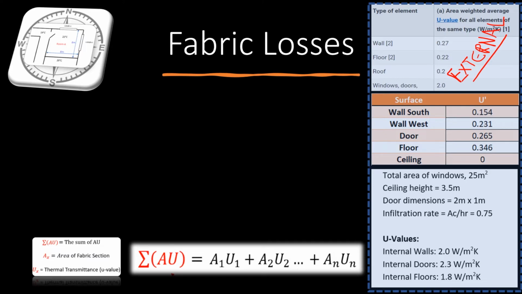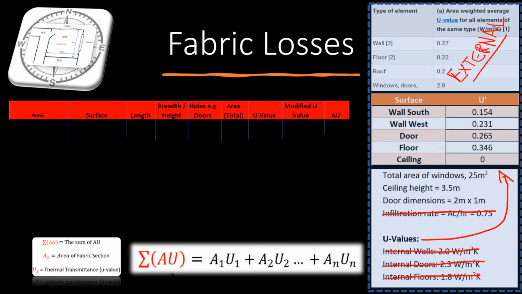I've got my infiltration rate, which I don't actually need at the moment, so I'm just going to cross that out. Then we've got our U values for internal partitions, like walls, doors and floors. Again, we've already modified those, so we don't need those anymore. We're not going to put any of those into this question, because our U values are going to come from either the external at the top or those modified U values that we've calculated.